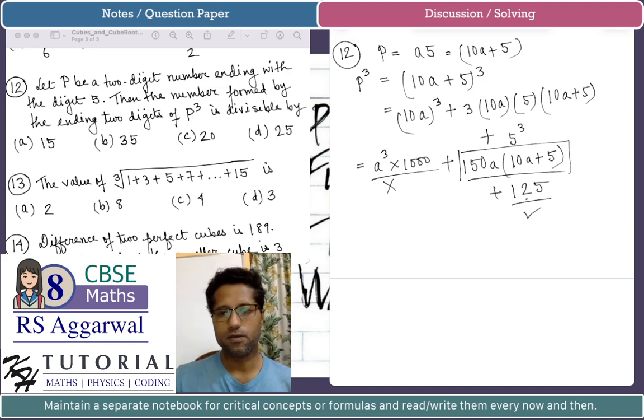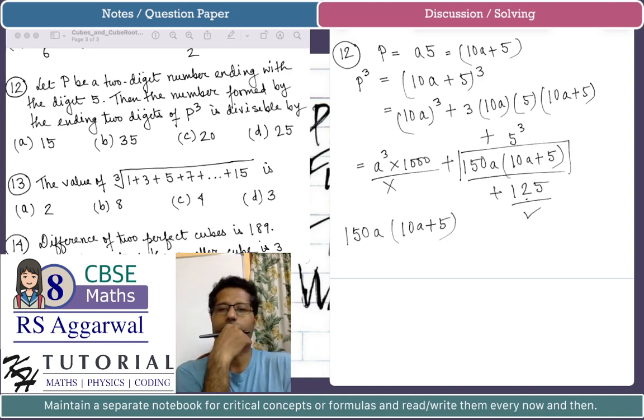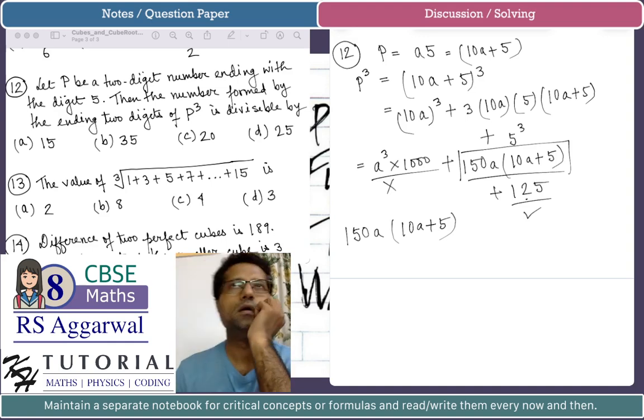So what can we say about the last two digits of 150a multiplied by 10a plus 5? Now a is a digit, so 10a will obviously end with the digit 0.